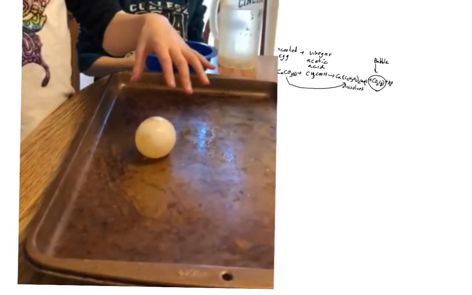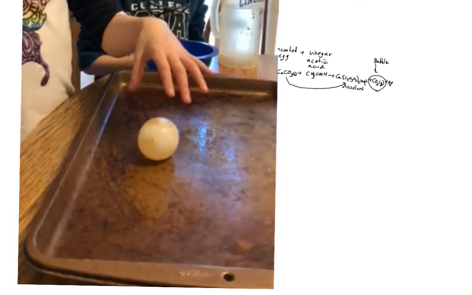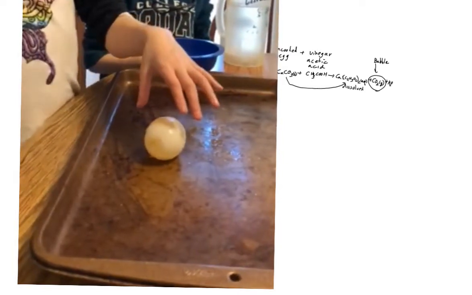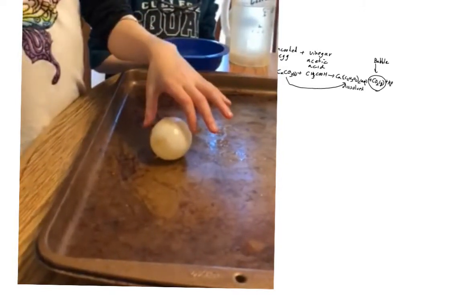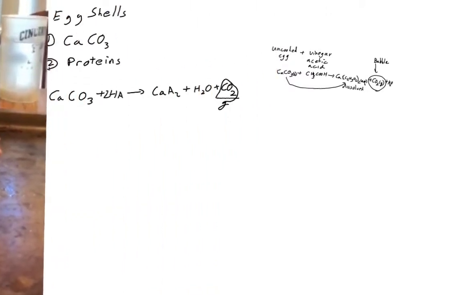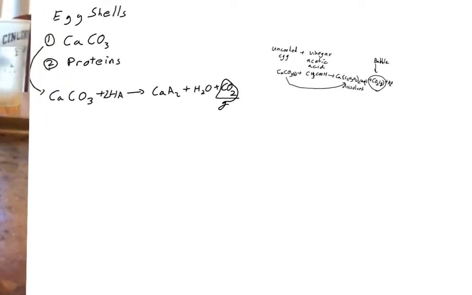You can see that the egg's not only bouncing, but you can see it sort of quivers as it bounces. Not only that, but there's something still holding that egg together. So what is it that's holding that egg together? Underneath the eggshell, rather.